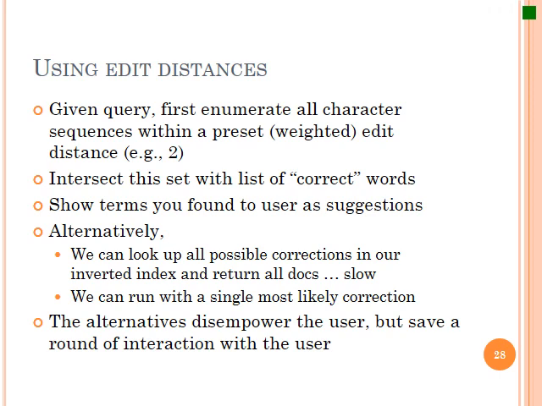Because you have to search your index multiple times. Another simpler approach is that you can take the most likely correction. But again, this one requires some probability model. That is, you know which one is more likely, which one is less likely. All right. So this alternative approach disempowers the user. That is, you do not take the user into the loop, you do not engage the user. But it saves a round of interaction with the user.